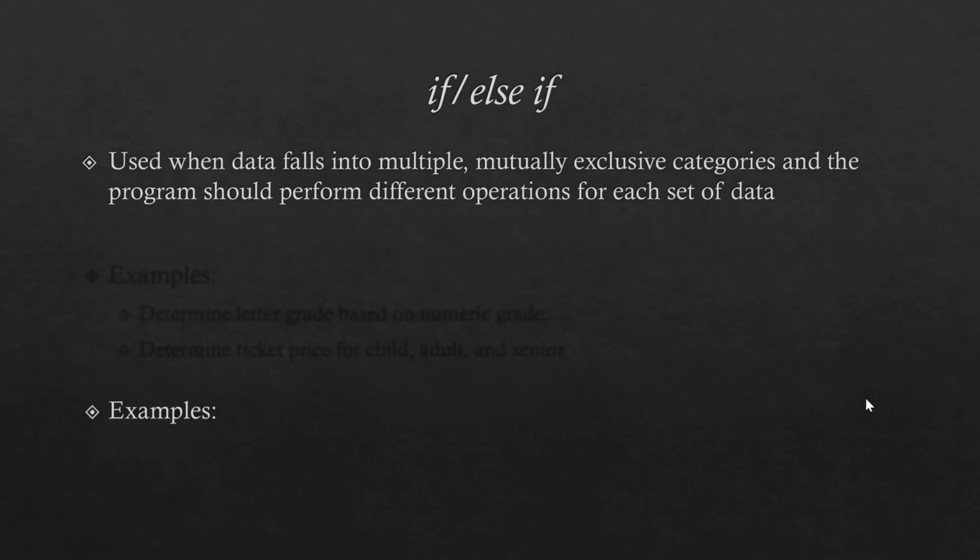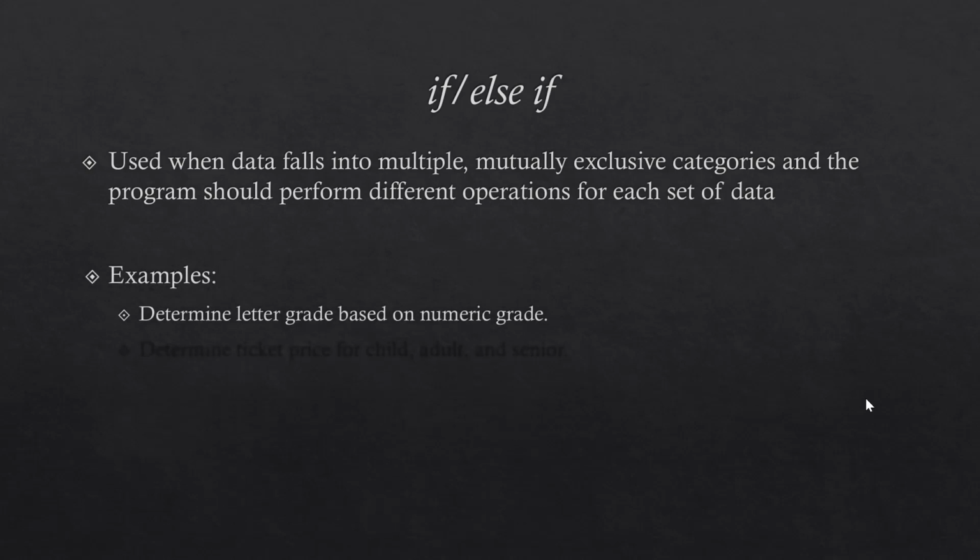So, for example, we wanted to determine the grade based on a numeric grade. So my data is not either above 50 or below 50. We might have a grade between 50 and 60 that we want to assign a D, a grade between 60 and 70 that we want to assign a C, and so on.